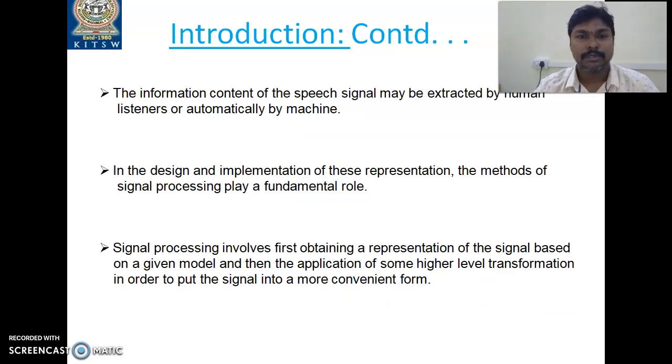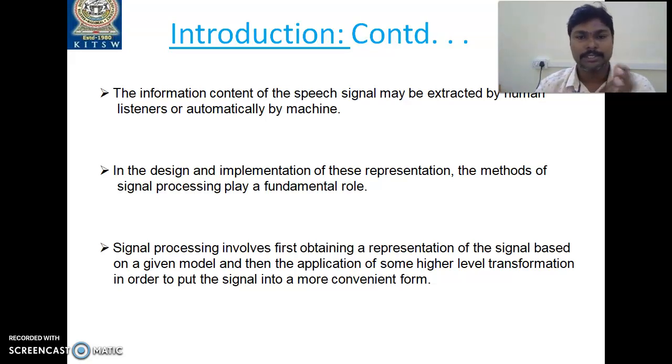So information content of the speech signal may be extracted by human listeners or automatically by machine. Imagine a situation where two persons are communicating. The first person is the source. The other person who is listening to the speech you are conveying is the second person, the destination part. And in the destination we can also put a machine, so that automatically it will grasp whatever information is being conveyed.